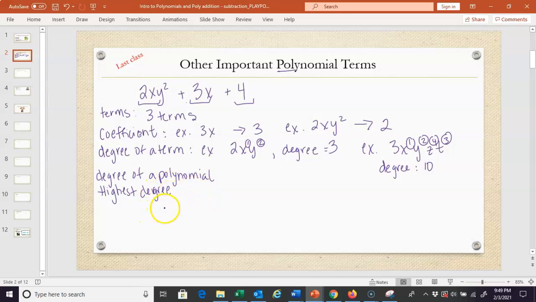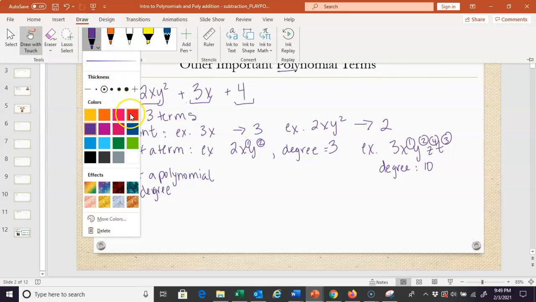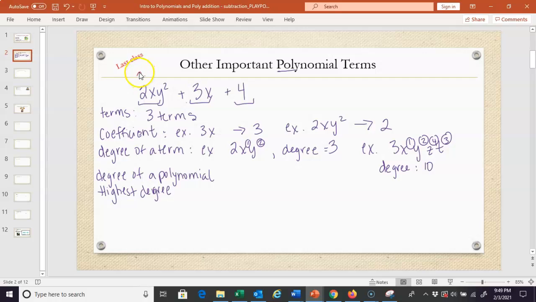So if we look at this one, we can do the degree for each term. Let me grab a different color. So the degree for the first term we said was 3, right? 1 plus 2 is 3. Degree for this term is 1. There's just one exponent. The degree for this term is 0. There are no variables, and so there's no degree. Okay, so the highest degree is 3. So that makes the degree of the entire polynomial 3.